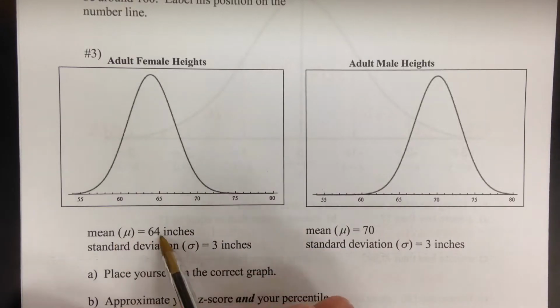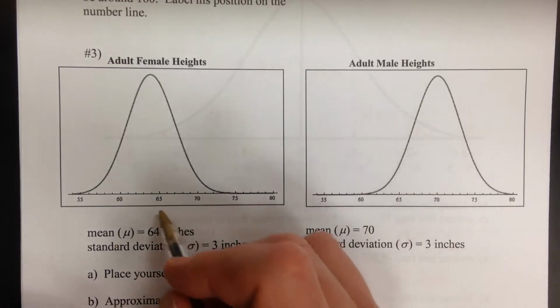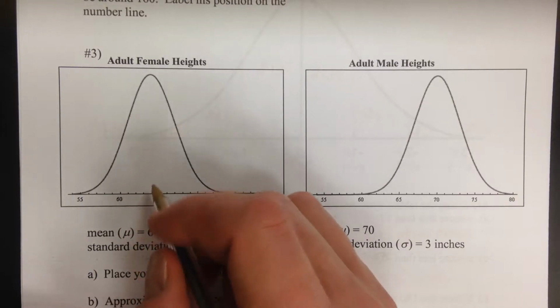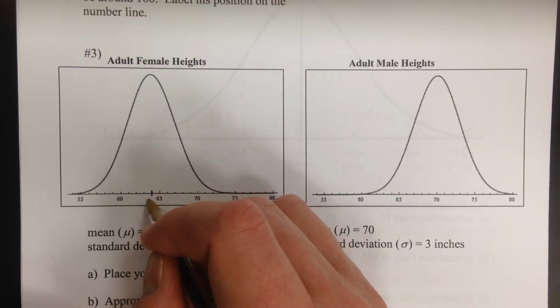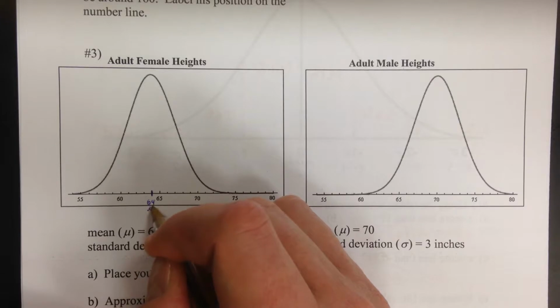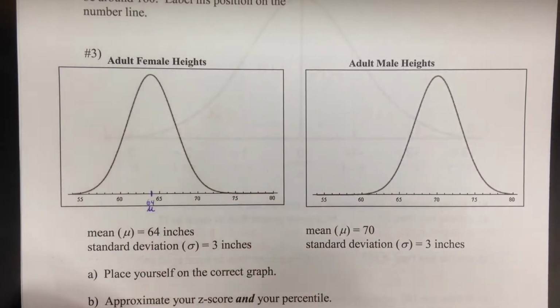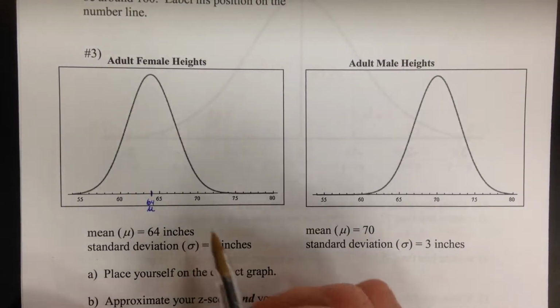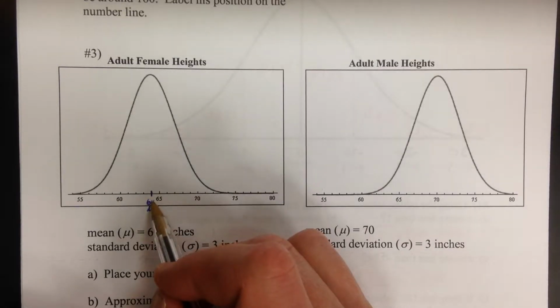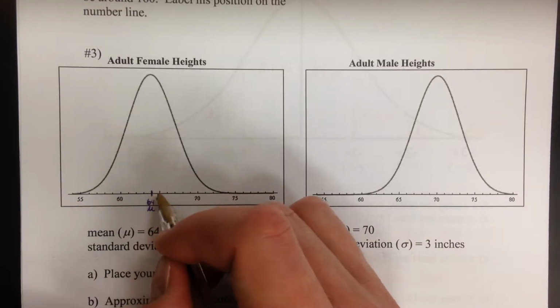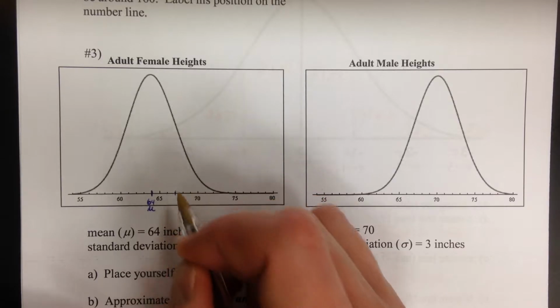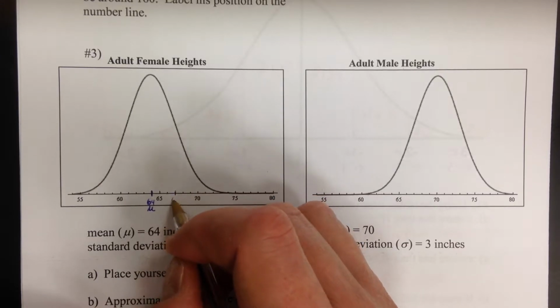For women, the mean is 64 inches. So 64 on this number line would be right here. There's the mean. And the standard deviation is 3 inches. Oh, I apologize for the sirens in the background. The standard deviation is 3 inches. So if I count 3, 1, 2, 3, that would be 1 standard deviation. That would be 67.